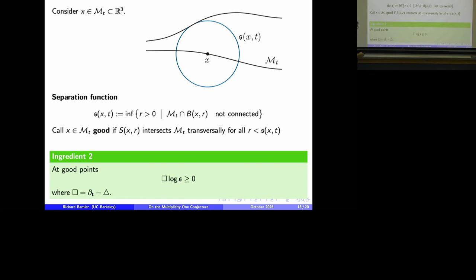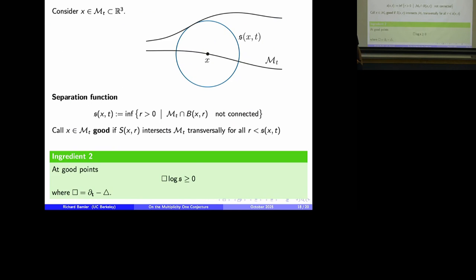Okay, so now here's the second ingredient, which weirdly hasn't been known before: at good points, so wherever this has good regularity, the heat operator applied to log of the separation function is non-negative. Right? So this is a super solution to the heat equation. So in some sense, this says that up to some diffusion, the two sheets want to keep separating, or they don't want to get closer together unless they've already been closer together nearby.